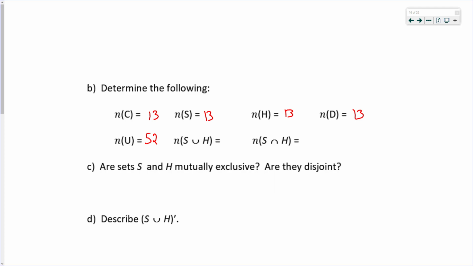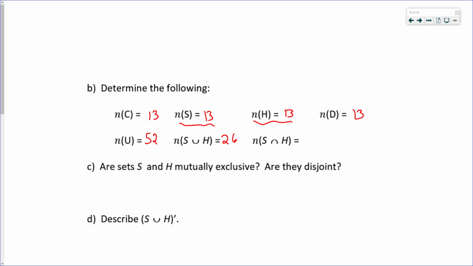Now, if we wanted to do the number in S union H, or the union of S and H, that's everything in S and everything in H. So there's 13 in S, there's 13 in H, so we have 13 plus 13, which is 26 altogether.